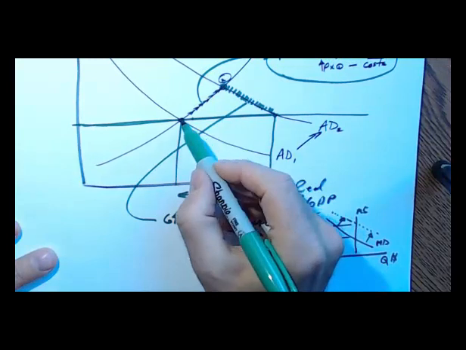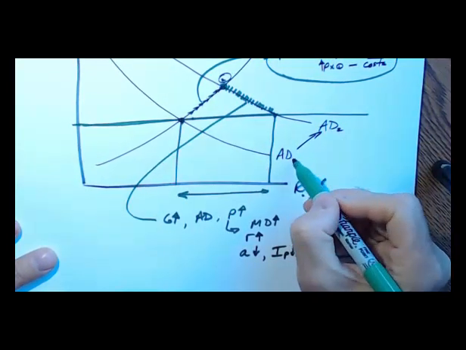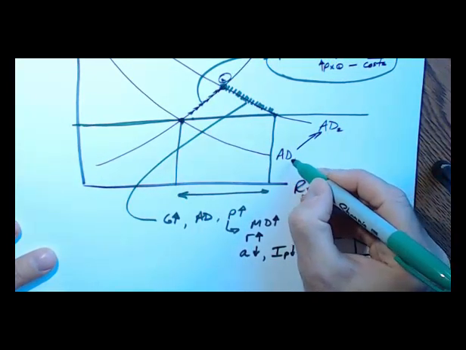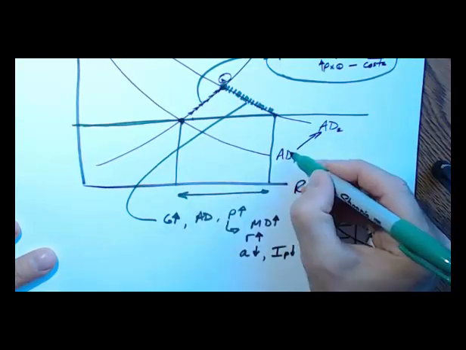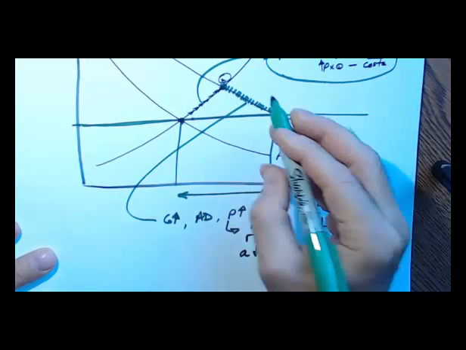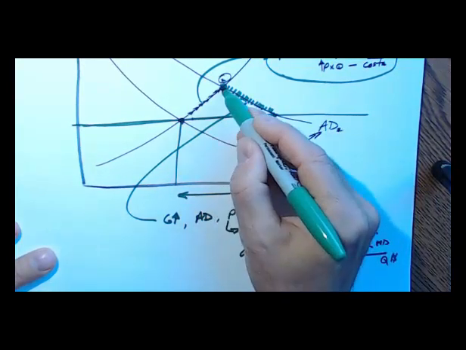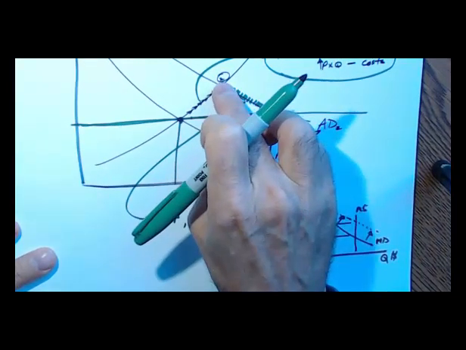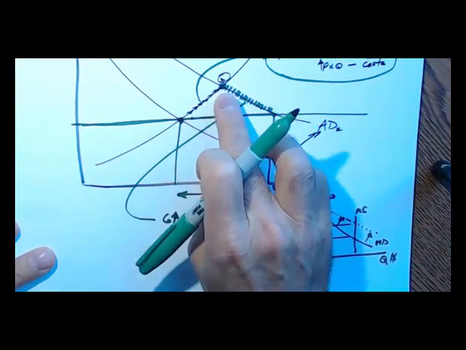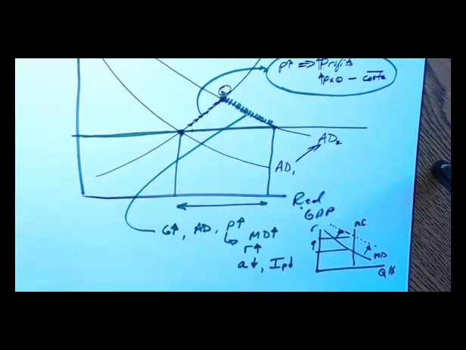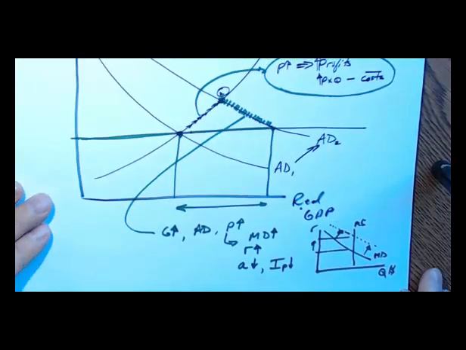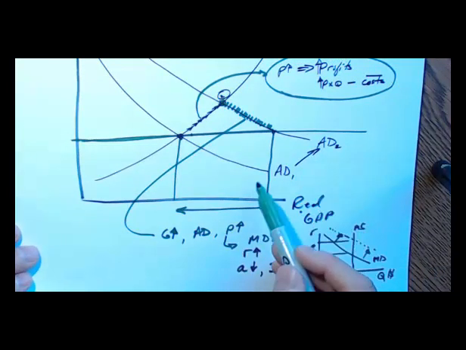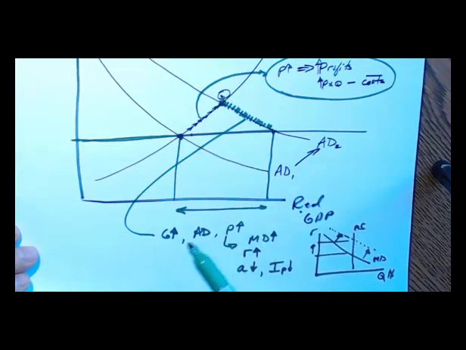But I'm happy if you simply know that, look, when government increases its G, government expenditures, and aggregate demand shifts out, you're going to run up the aggregate supply curve, you're going to have higher prices, and you're going to have higher real GDP. I'm happy with you knowing it just there. Okay, now, let's look at what happens if we have an aggregate demand shock that's negative.